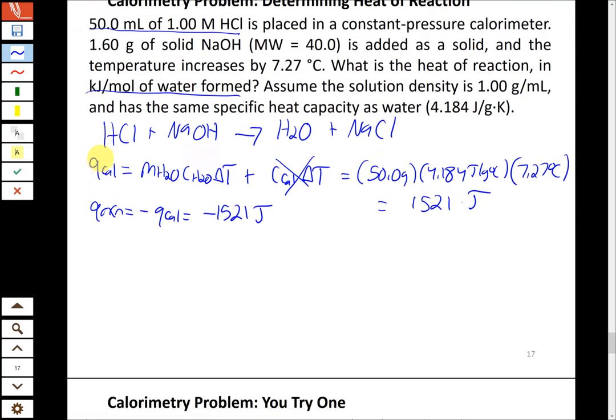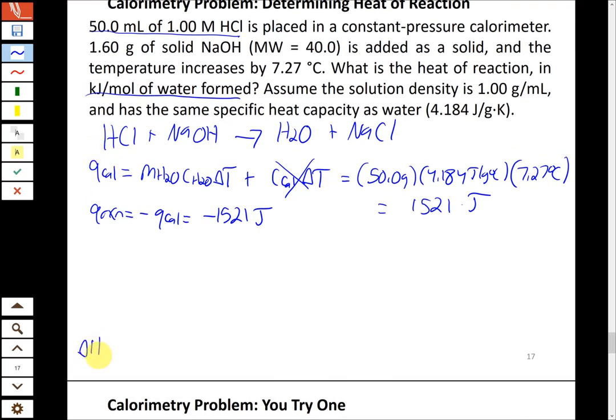So if we want to find delta H, what we have to do is take that heat of reaction and divide it by the moles of water that are formed. So the annoying thing about this problem is to figure out how much water is formed, we have to do stoichiometry, because we're giving you the amounts of each reactant, HCl and NaOH, but we want to find the delta H in terms of the moles of water that are formed, which we don't have directly. So we have to calculate that using stoichiometry.